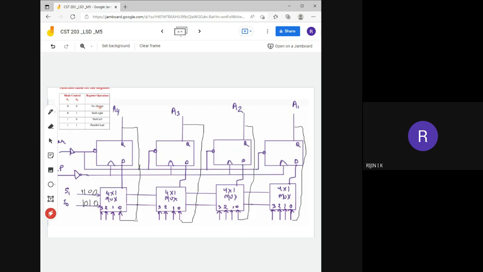Okay. Similarly, you can perform the shift right operation. Suppose the values of S1 and S0 are 0 1, then you have to perform the shift right operation.